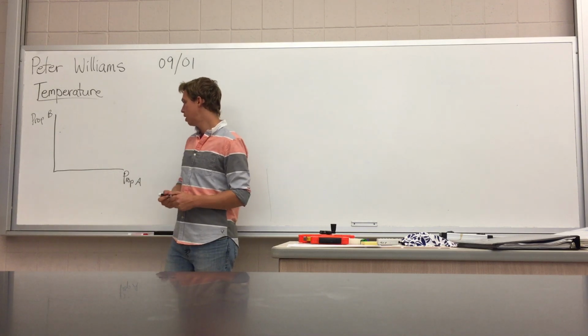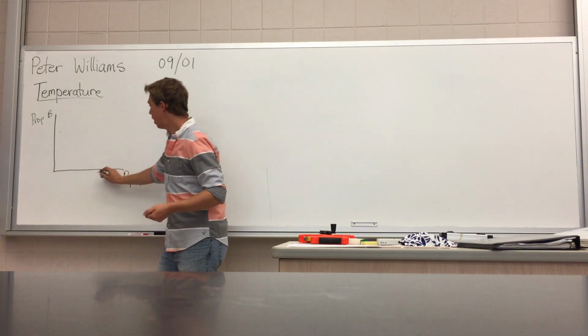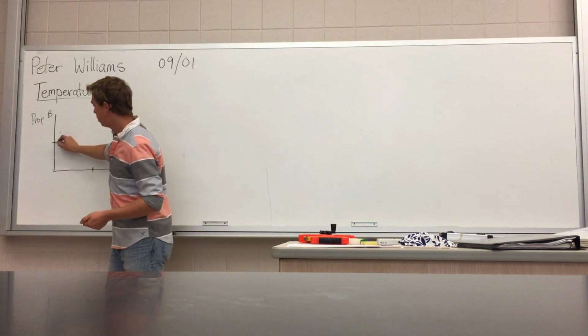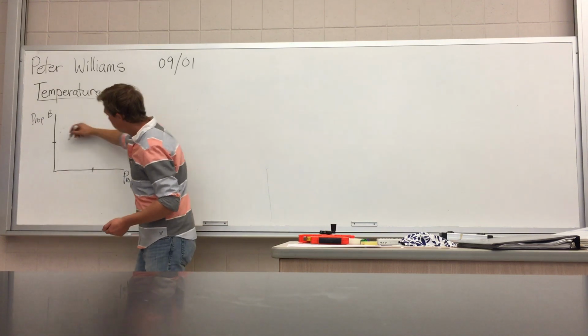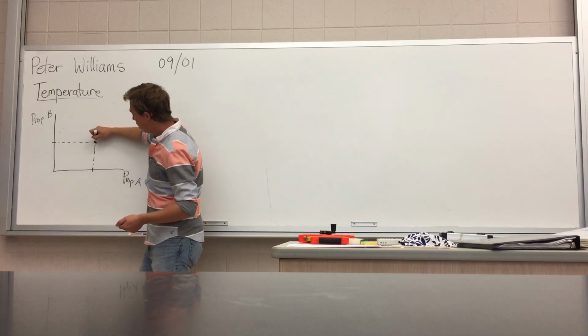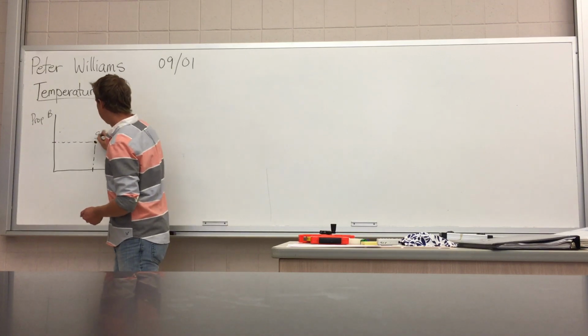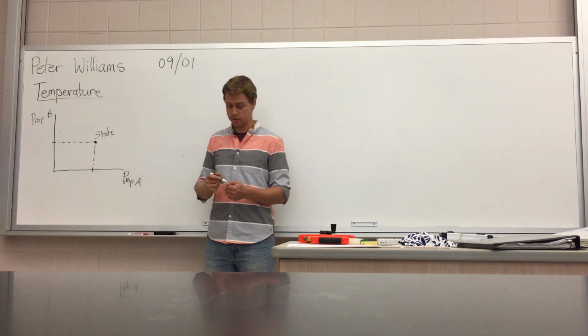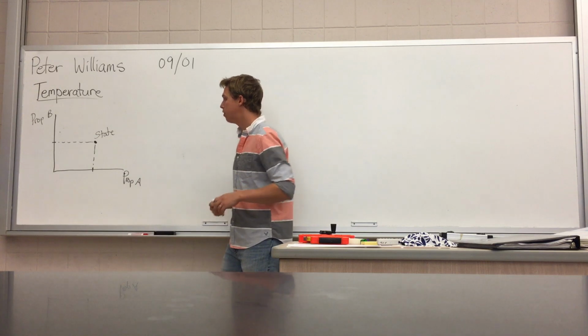of that system. So how much of property A does it have? Maybe it's got that much. How much property B does it have? Let's say that much. And then we just extrapolate out like this, and that is where we plot our point. And this point represents the current state of our system. So that's kind of where we left off.